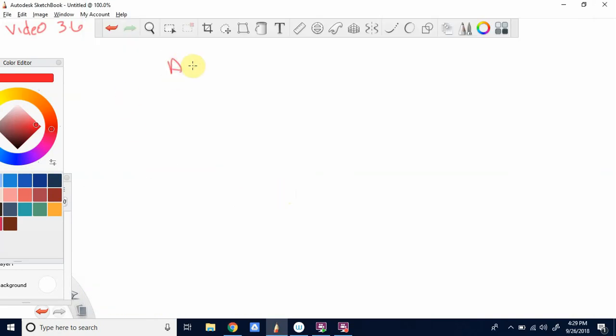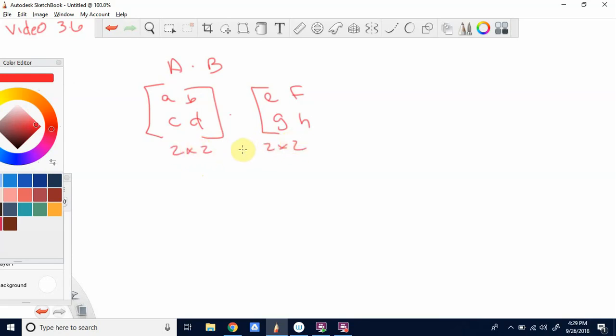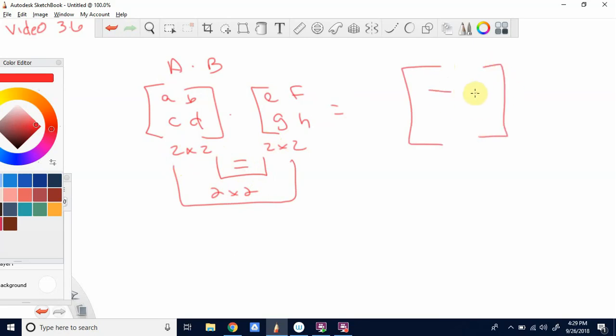So we have A times B, all right? We have a 2 by 2: A, B, C, D times E, F, G, H. The first thing we ask is, is it defined? This is a 2 by 2 and a 2 by 2. Yes, it is defined because they're the same. Our result is going to be a 2 by 2, which means you have 2 rows and 2 columns. Now remember, it's RC for the address of the element.